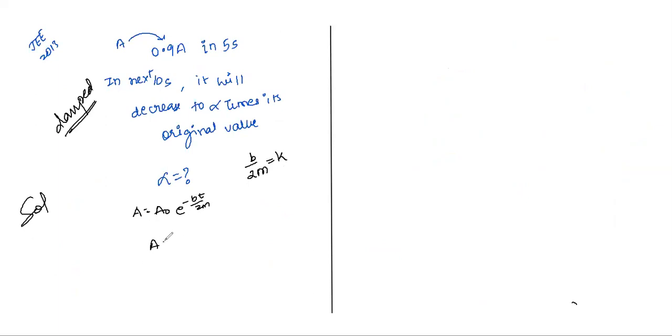So we can write A is equal to A naught into e power minus kt. Now see the two cases which are given. What is given in case number 1? In case number 1, the value of A at any given time t is 0.9 times its initial value. We'll have A is equal to 0.9 times A naught, and here we'll have A naught into e power minus kt, correct?